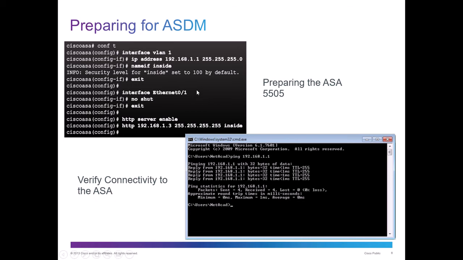Then the next thing, after you set it up and prepare it, is to ping 192.168.1.1. From the device 192.168.1.3, you are going to ping 192.168.1.1. And if you get a reply, then you're all set to go.